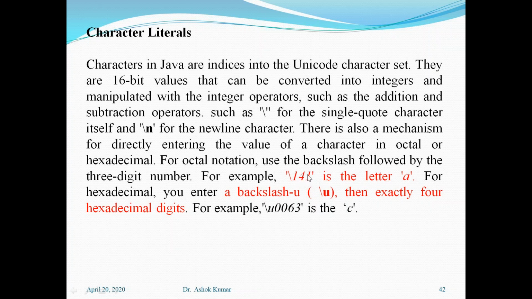So here in this case, if you put 141, the conversion, octal to decimal, you will write the first digit 1 into 8 raised to power 0, plus the second digit into 8 raised to power 1, plus the third digit 1 into 8 raised to power 2. This way you convert it and you will get the result 97.